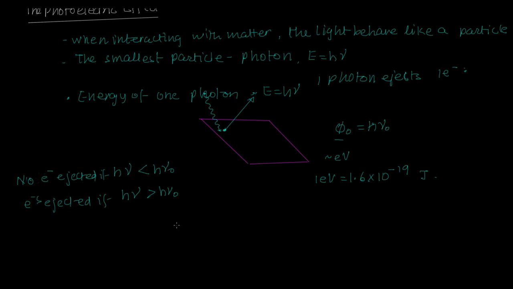And h nu naught has to be equal to the work function. Both are energies, right? Now the moment h nu is greater than that, then this is the total input energy that you are giving. A part of it is getting spent in uprooting the electron, and whatever is left is the energy with which your electron flies off. The input energy is equal to the energy for uprooting, and the remaining energy becomes the kinetic energy.